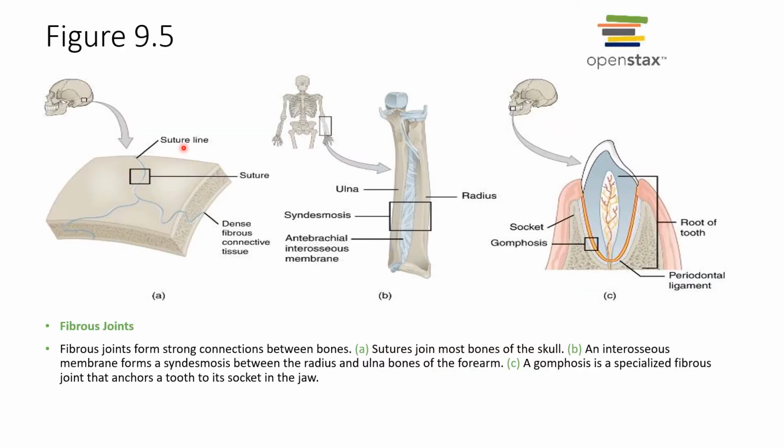So now we're going to look specifically at fibrous joints. We already talked a little bit about sutures. These form most of the connections in the skull. Here we have a syndesmosis, between the radius and the ulna. An interosseous membrane forms that syndesmosis. And then over here we have a gomphosis. This is a specialized fibrous joint that anchors a tooth to its socket in the jaw.